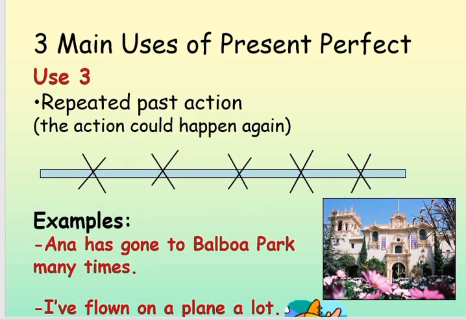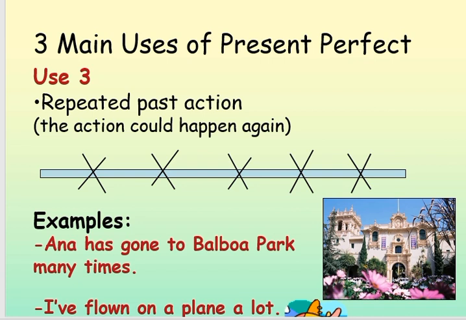Number 3, repeated past action. The action could happen again. Okay, those actions were repeated in the past, but maybe now they also happen. Anna has gone to Balboa Park many times. In the past, she went to that park. Okay, so a lot. Now maybe sometimes she goes there. I have flown on a plane a lot.